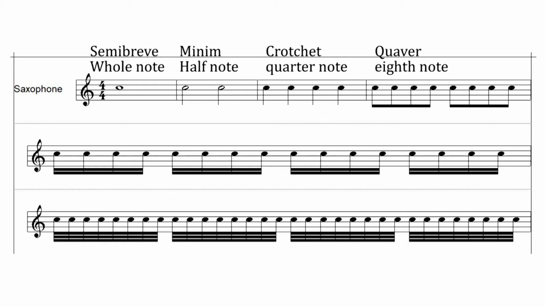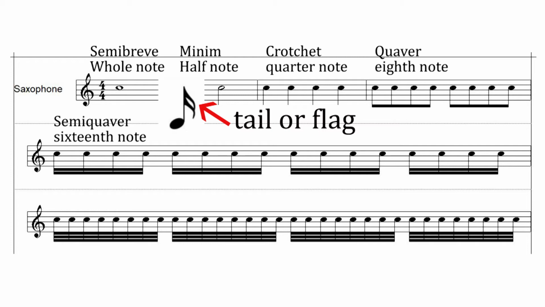The next note is called a quaver or 8th note and is half the length of a crotchet, so you can fit 8 of these notes in a bar. It will sound like this. Notice that this note has a tail, which may be joined to other notes to make them easier to read as a group. The next note is called a semiquaver or 16th note, so 16 of these types of notes can fit into a bar. It will sound like this. Notice that this note has 2 tails.